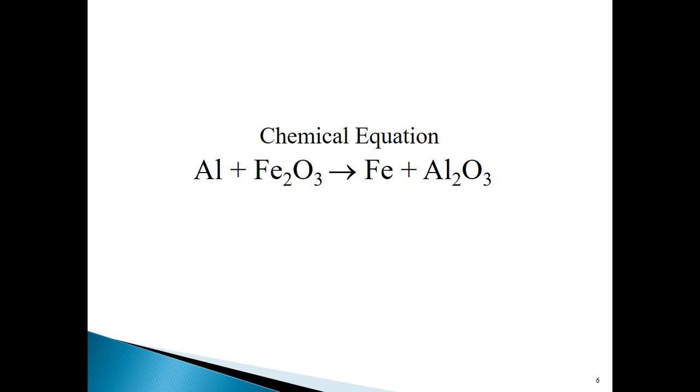So, here is an example of a chemical equation. On the left, we have the reactants, which are the aluminum and the iron(III) oxide, and on the right, we have the products, iron and aluminum oxide. All right, and as you can see, there's an arrow that separates the reactants and the products, and the arrow basically just gives you the direction of the reaction. The arrow points away from the reactants and towards the products. All right, so this is basically the conventional way of writing down an equation.